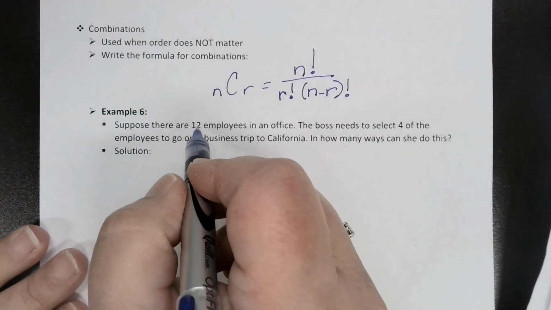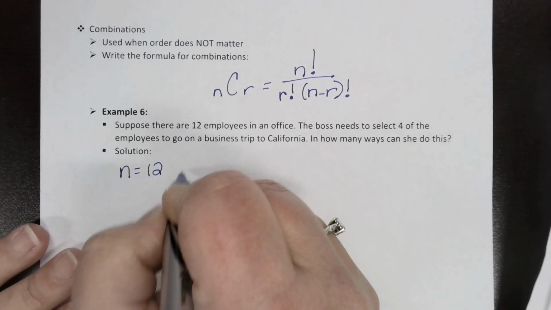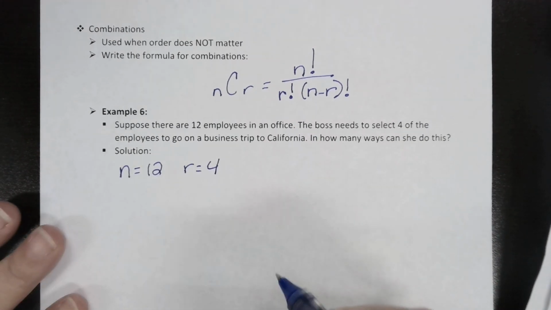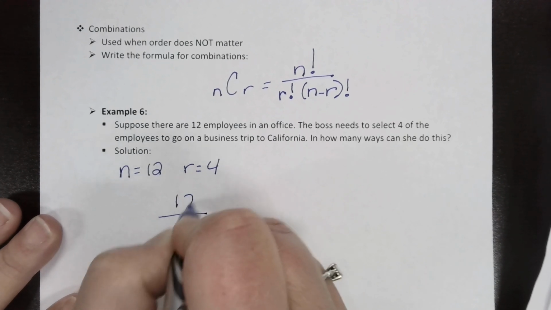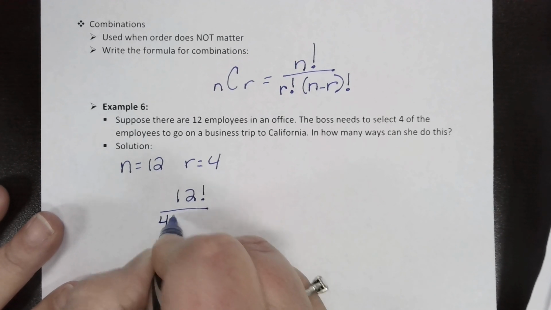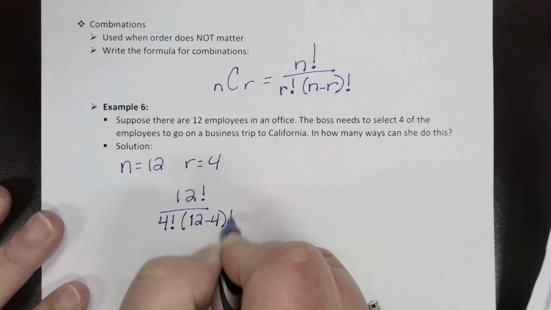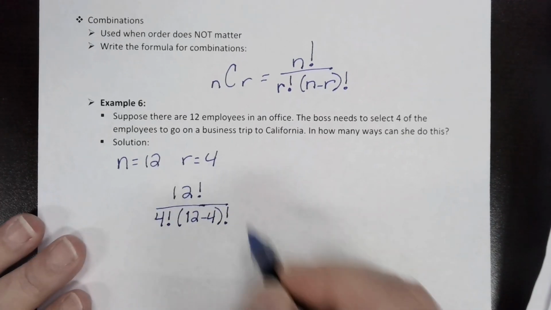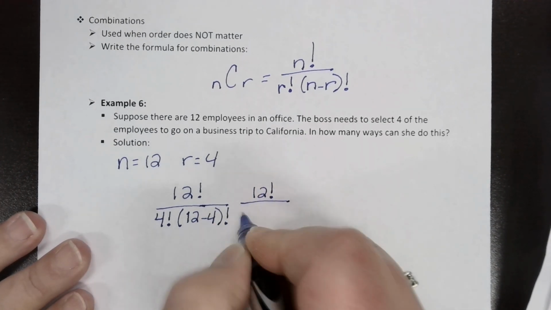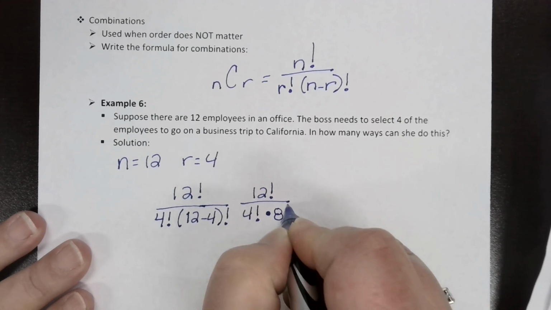So, suppose there are 12 employees. Well, that's our N. That's the number we've got to choose from. What's our R? We want 4 of the 12. All right? So, 12 factorial over R factorial, 4 factorial, times 12 minus 4 factorial. That's the denominator. We'll simplify one time here. What is 12 factorial divided by 4 factorial times 8 factorial?